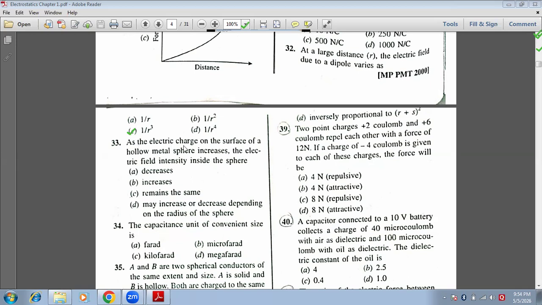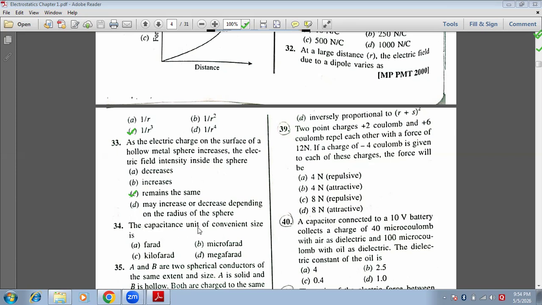As the electric charge on the surface of a hollow metal sphere increases, the electric field intensity inside the sphere, option A, decreases. Option B, increases. Option C, remains the same. Option D, may increase or decrease depending on the radius of the sphere. Correct answer, option C, remains the same.